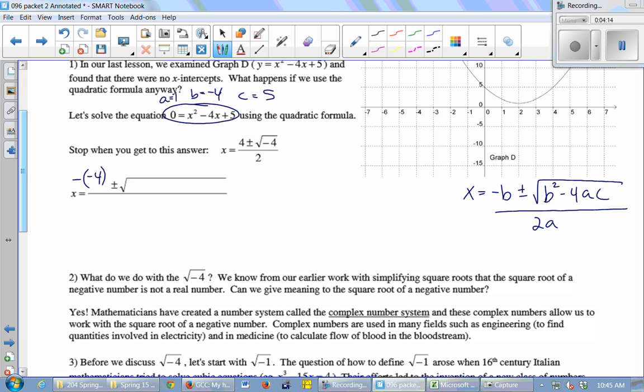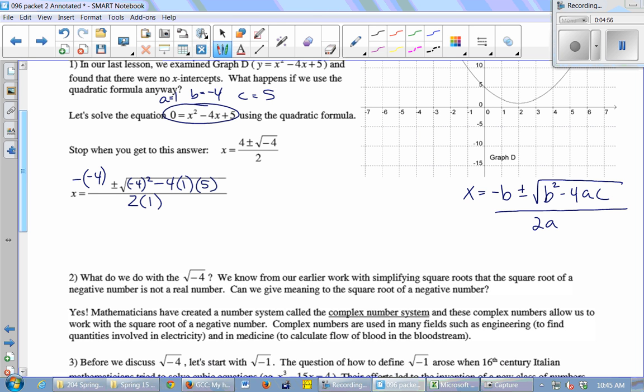Then I have plus or minus the square root of b squared. What do you get when you take negative 4 and square it? 16. If I put negative 4 in parentheses, that gives me positive 16. If you forget the parentheses, you're going to get negative 16, but it's supposed to be positive. Then I have minus 4 times a, which is 1, times c, which is 5, all over 2 times a, which is 1. I just replaced all the letters in the formula with numbers, putting parentheses around each one. Now I just have to simplify this.